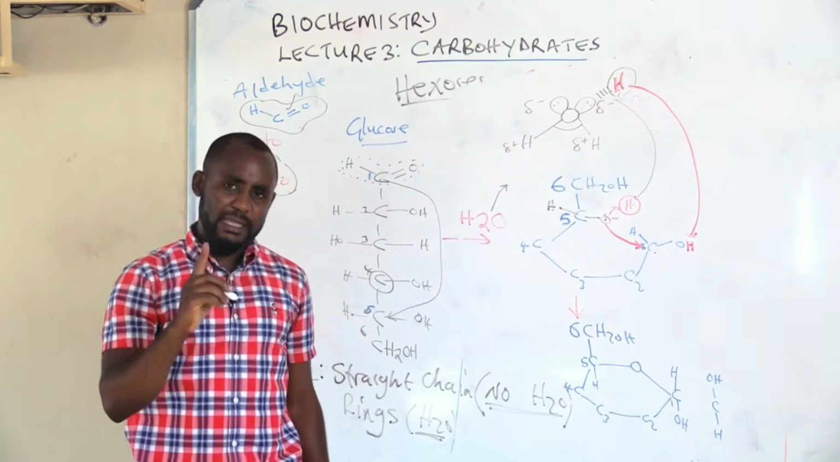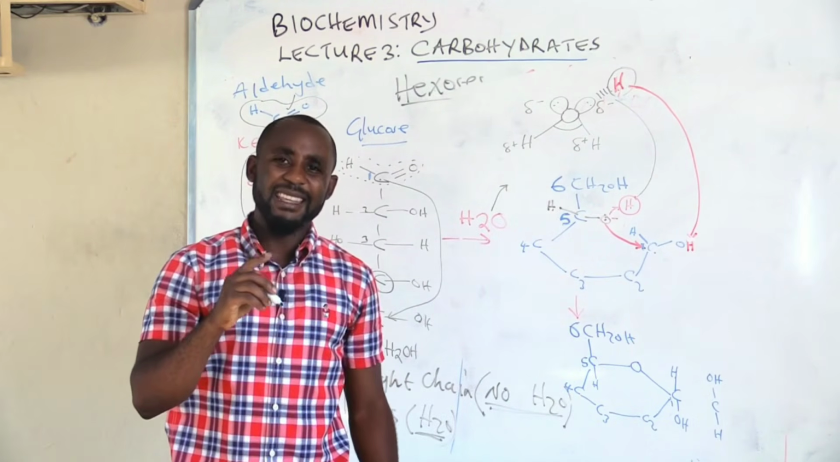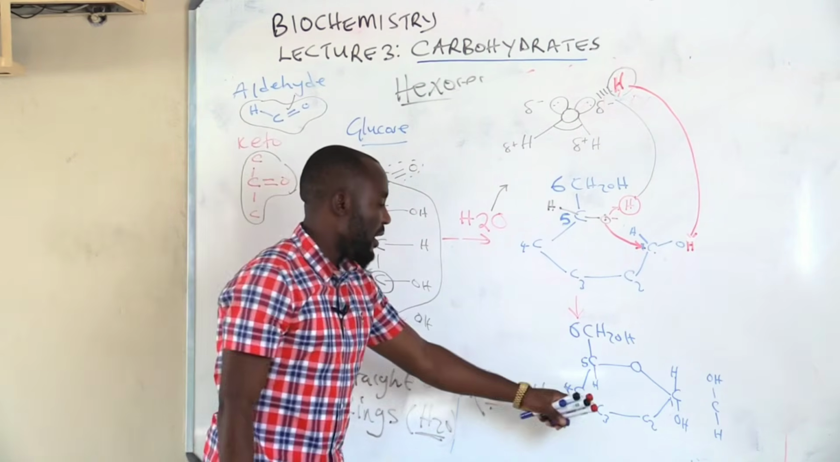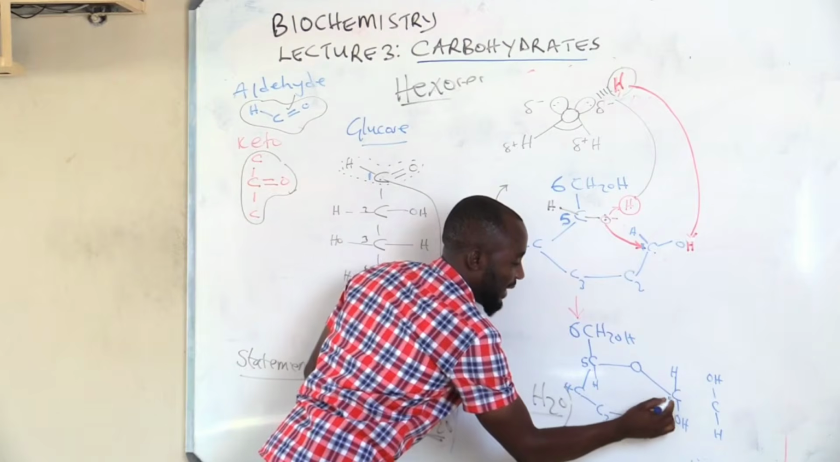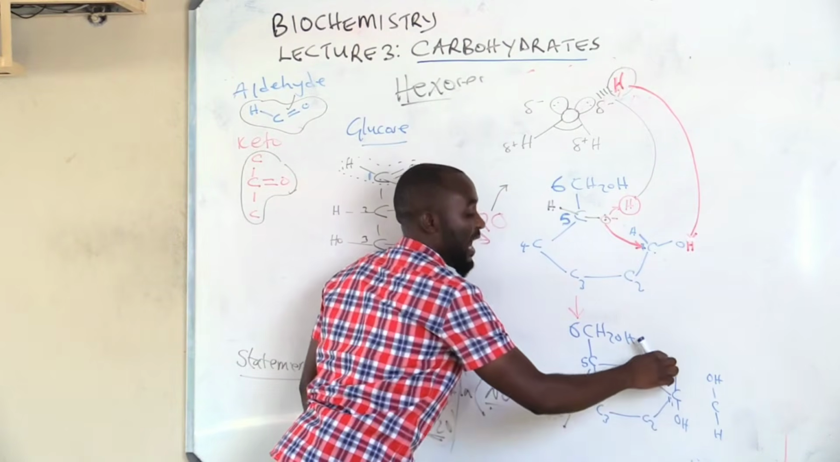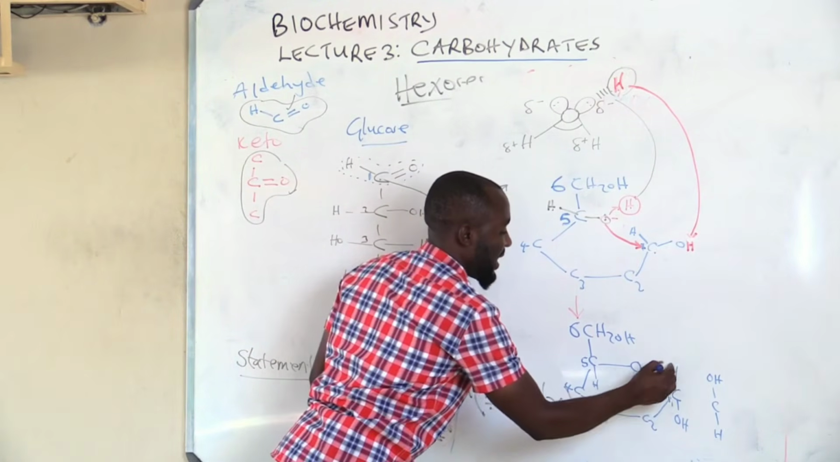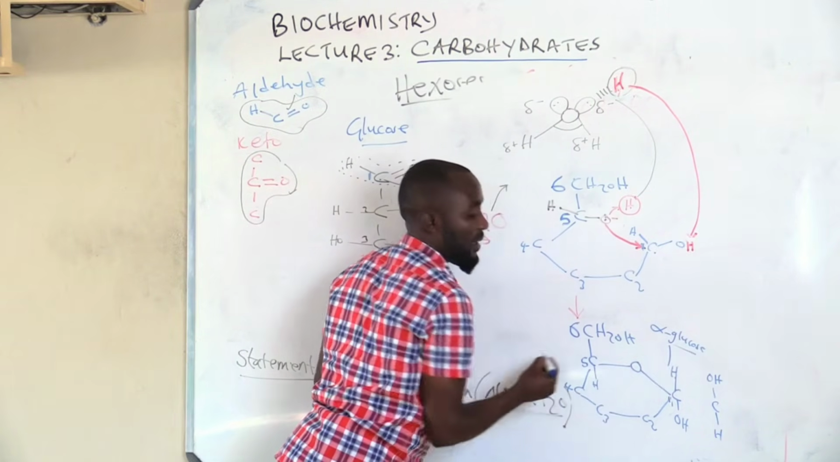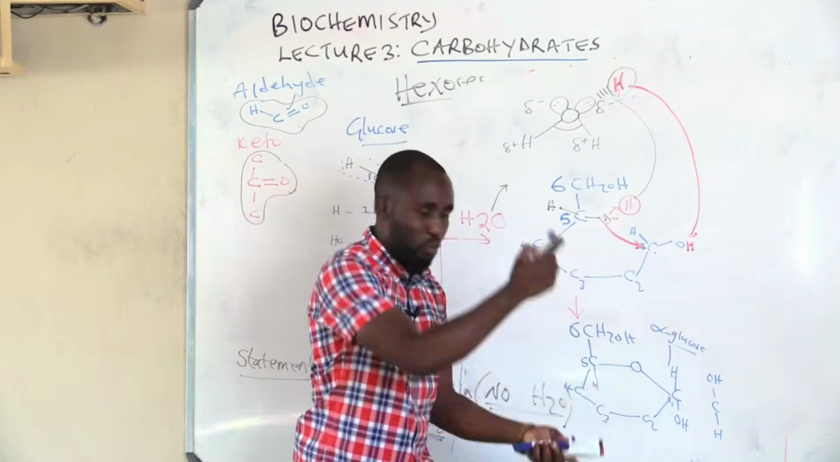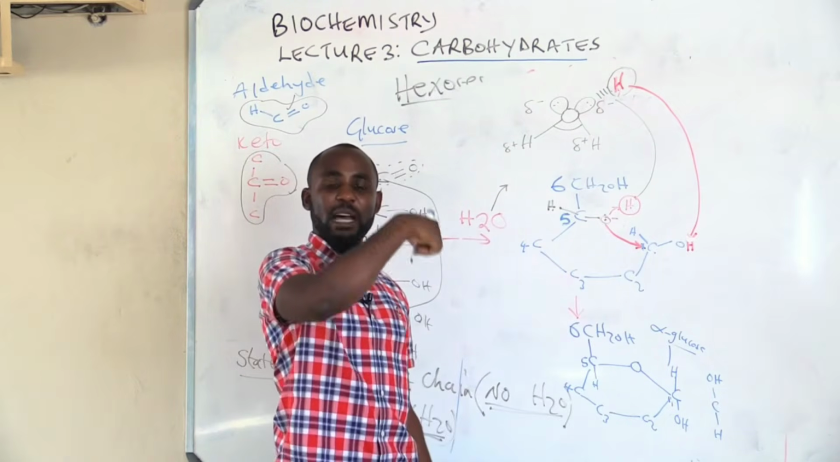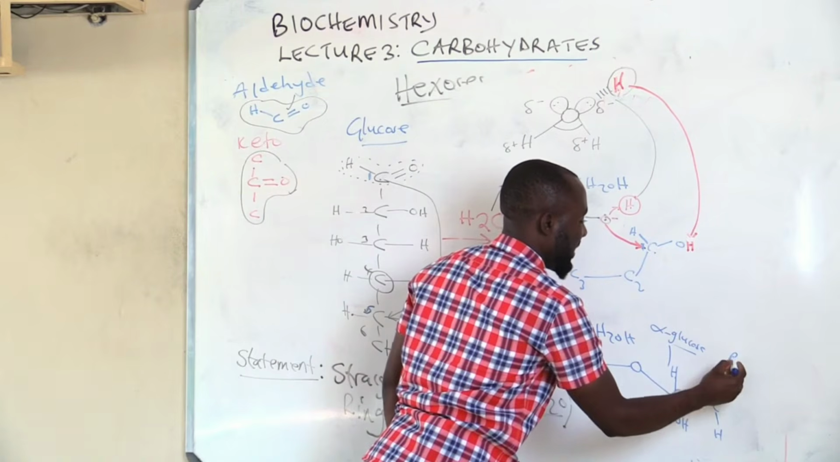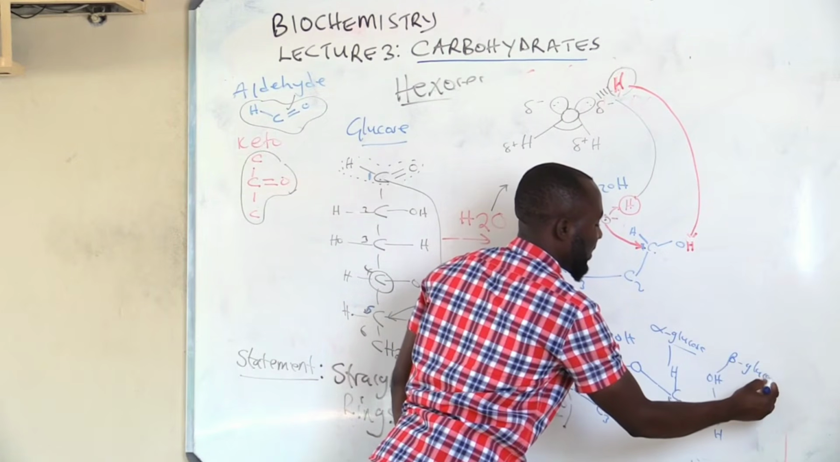But when you do that, you should remember that the name of the sugar changes. When you put on carbon number 1, OH down and H up, this kind of sugar is called alpha glucose. When you decide to swap, OH goes up, H down, the name of the sugar is beta glucose.